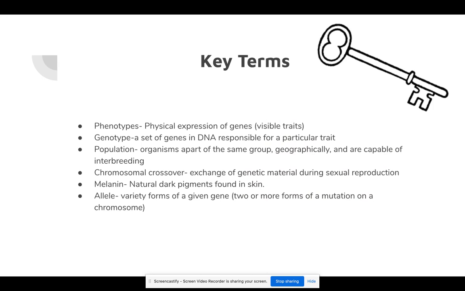Some key terms that I'll be using in my presentation are phenotypes, the physical expression of genes, which are visible traits that you can see. Genotype, a set of genes in DNA responsible for a particular trait. Population, organisms that are part of the same group geographically and are capable of interbreeding. Chromosomal crossover, exchange of genetic material during sexual reproduction. Melanin, natural dark pigments found in skin. Allele, varying forms of a given gene, two or more forms of a mutation on a chromosome.